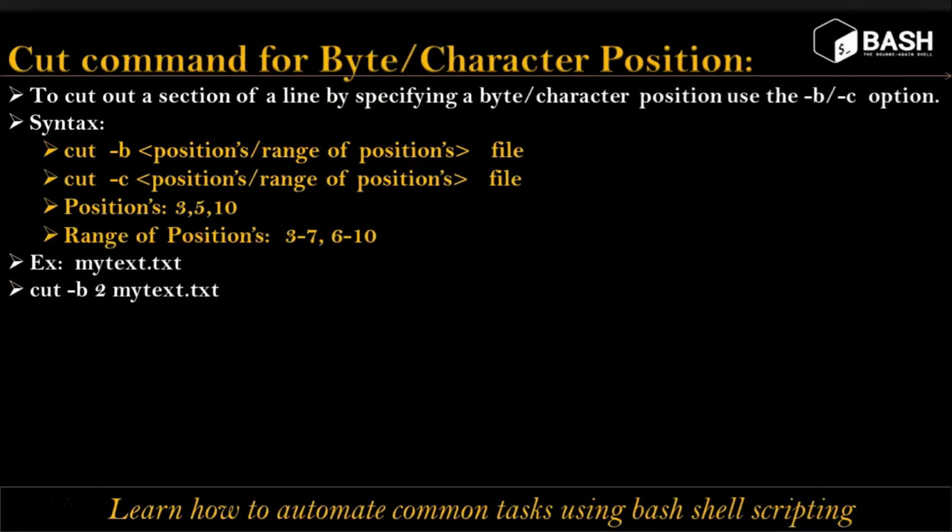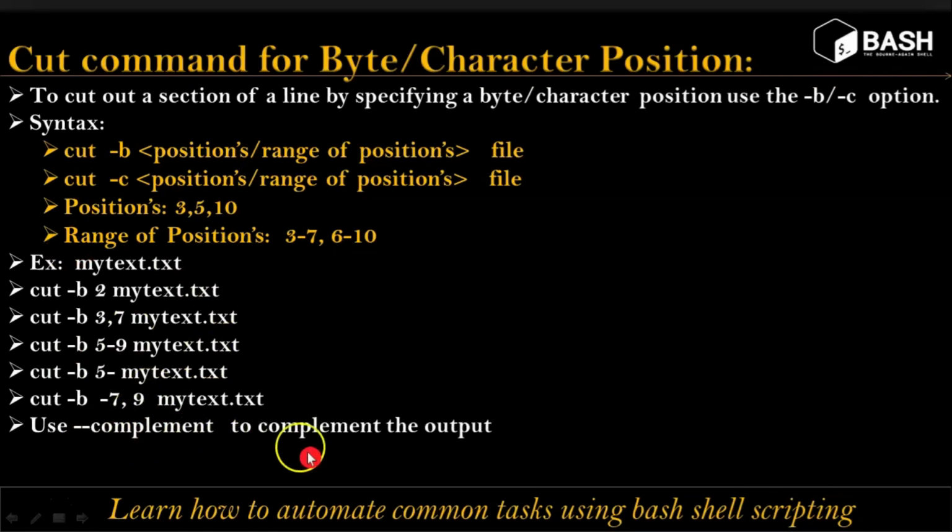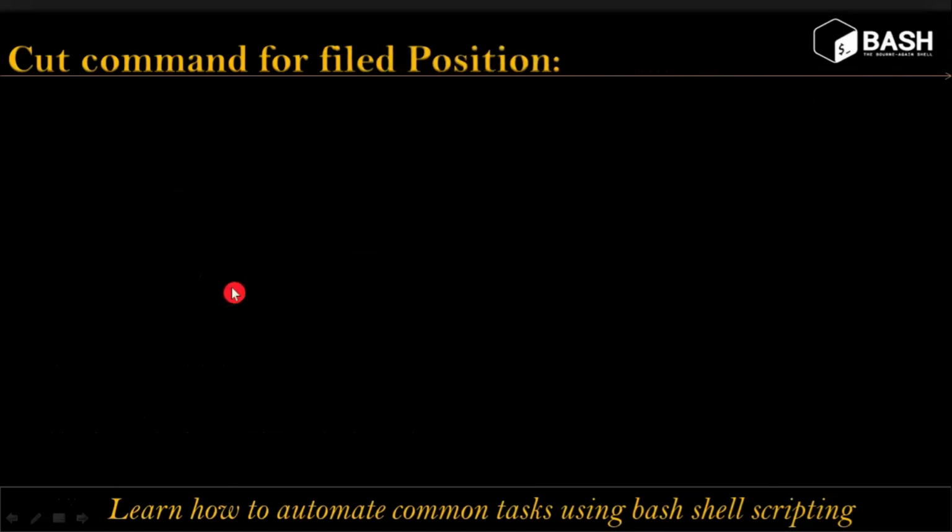Okay, so please take this document and practice along with this video so that you will be good with your cut command. So you can also use --complement to complement the output. Suppose you want to get the second character, then you are taking -c2. But if you apply --complement, you are going to get characters other than the second character. That's it. The same complement will apply for fields also.